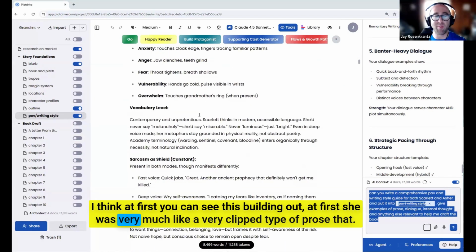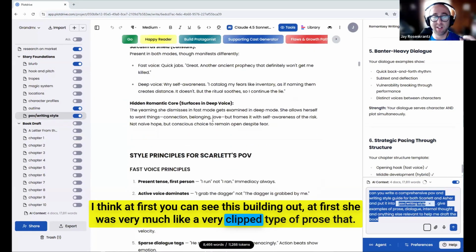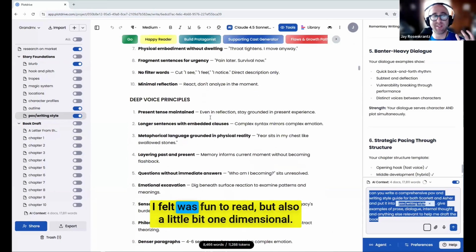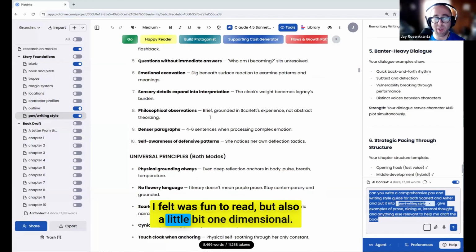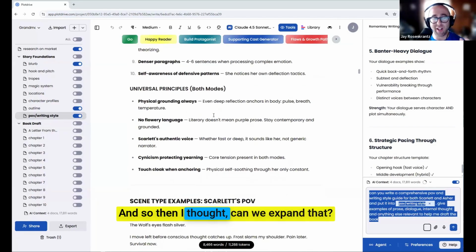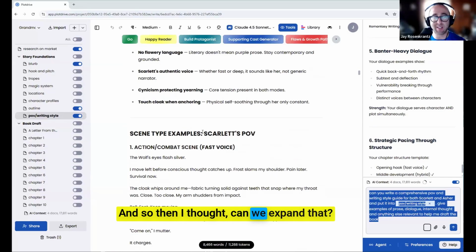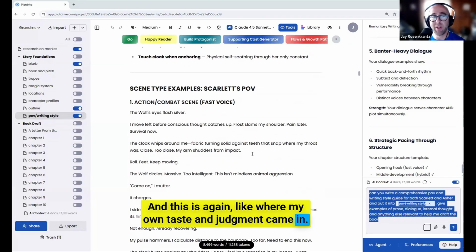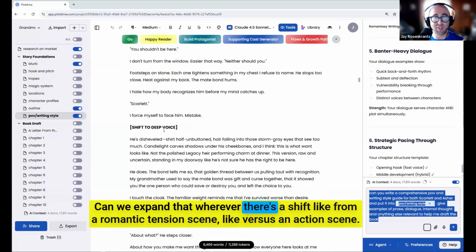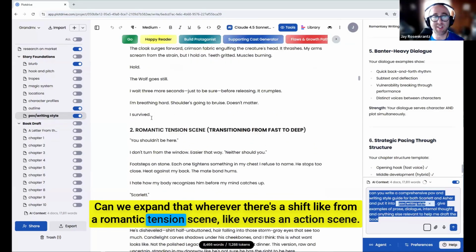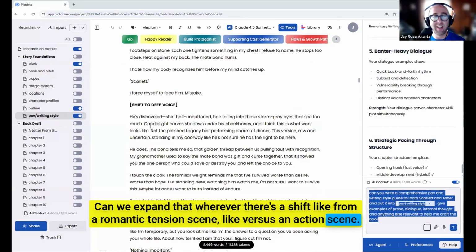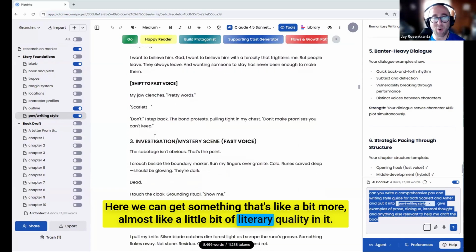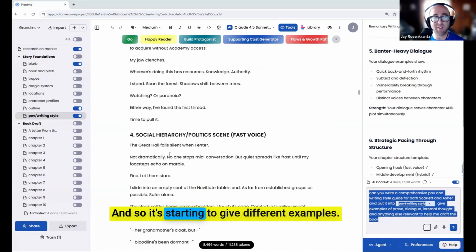At first, she was very much a very clipped type of prose that I felt was fun to read, but also a little bit one-dimensional. And so I thought, can we expand that? And this is again where my own taste and judgment came in. Can we expand that, where there's a shift from a romantic tension scene versus an action scene? Here we can get something with a bit more of a literary quality in it. And so it's starting to give different examples.